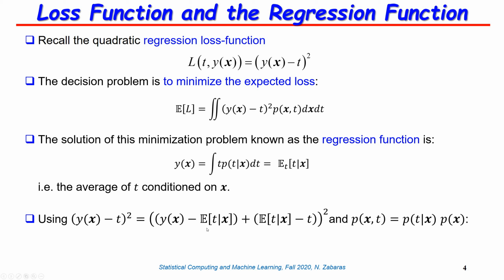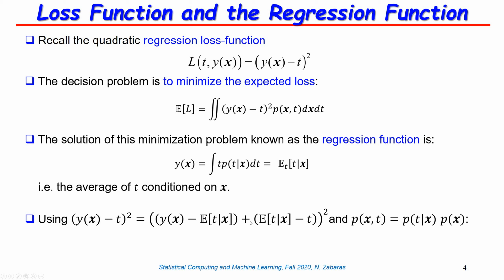So if you plug in this expression inside the expected loss and you substitute the joint probability of x and t with the conditional times p of x, you will get three terms. One term will come by taking this term square, another term will come by taking this term square, and then you're going to have another term that involves 2 times this first parenthesis times the second parenthesis.